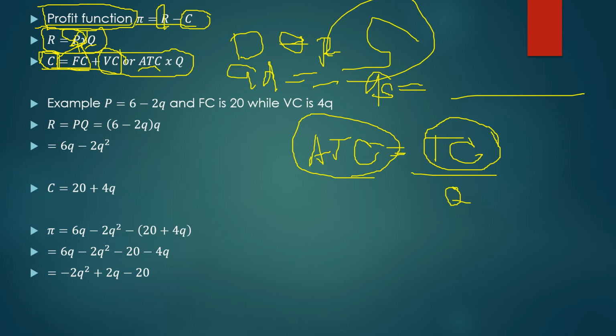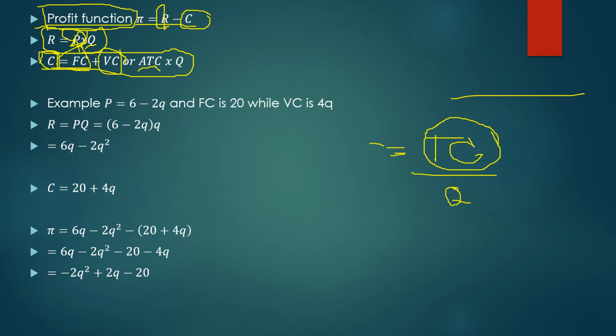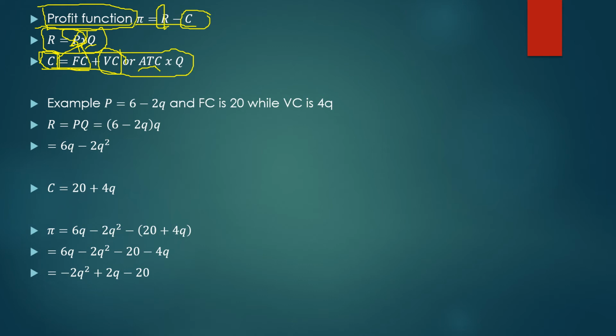So, let's have a simple example of how to use the derivative using the actual functions of a certain business. For example, we have a price which is equivalent to 6 minus 2q. We have the fixed cost which is 20 and the variable cost which is 4q. The question is: find the profit and the value of q. What is the value of q?